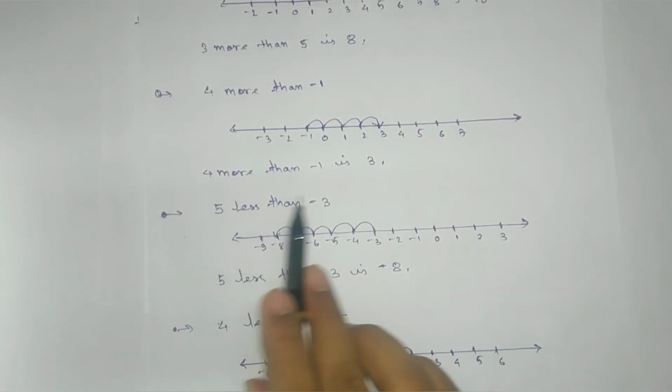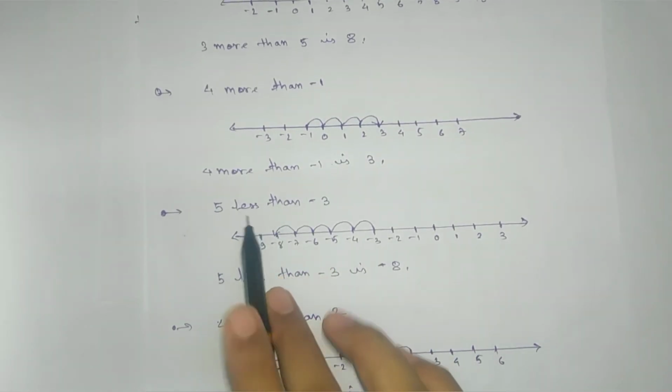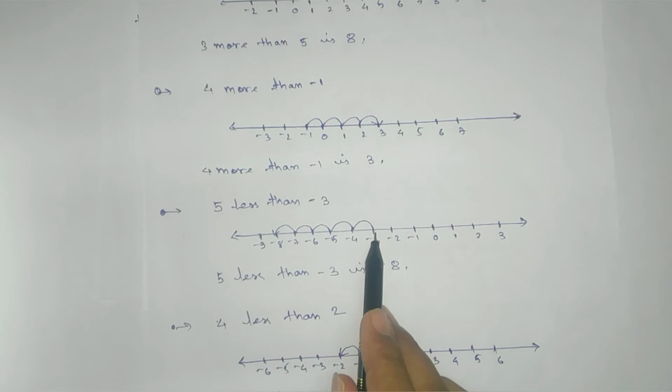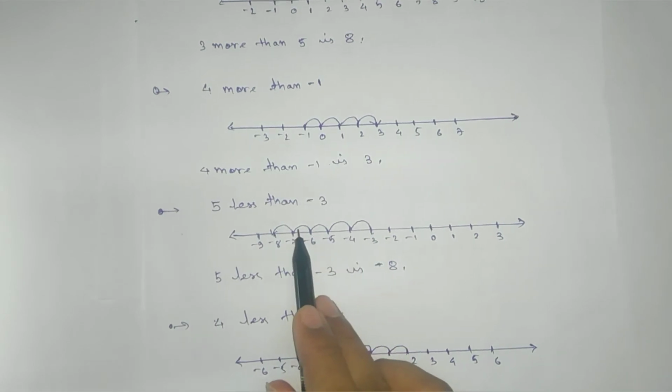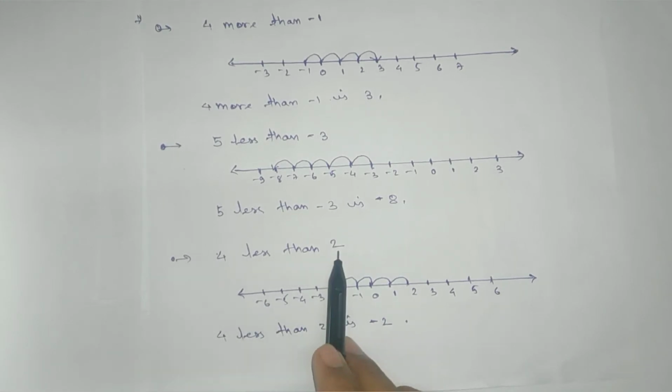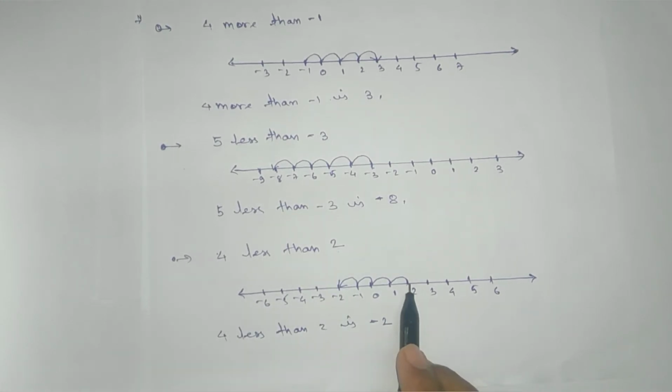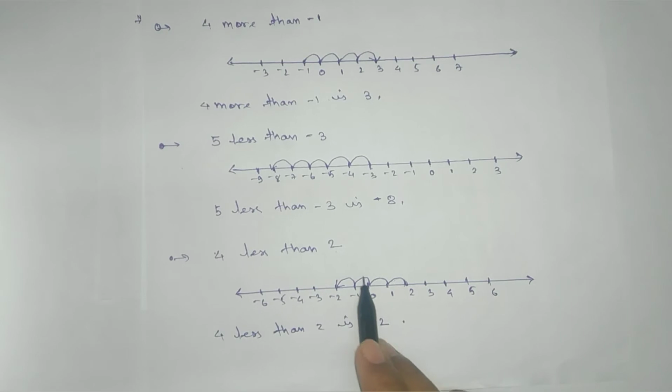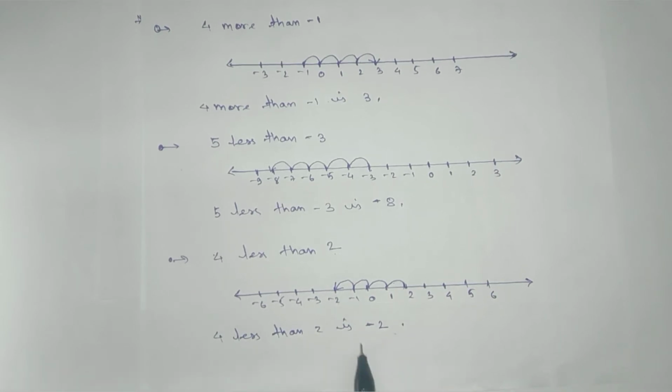Now 5 less than -3. So here you are at -3. Now 5 less: 1, 2, 3, 4, 5. So -8 will be your answer. I will go for 4 less than 2. So here you are now starting from 2, going down 4: 1, 2, 3, 4. You are getting -2. Your answer will be -2.